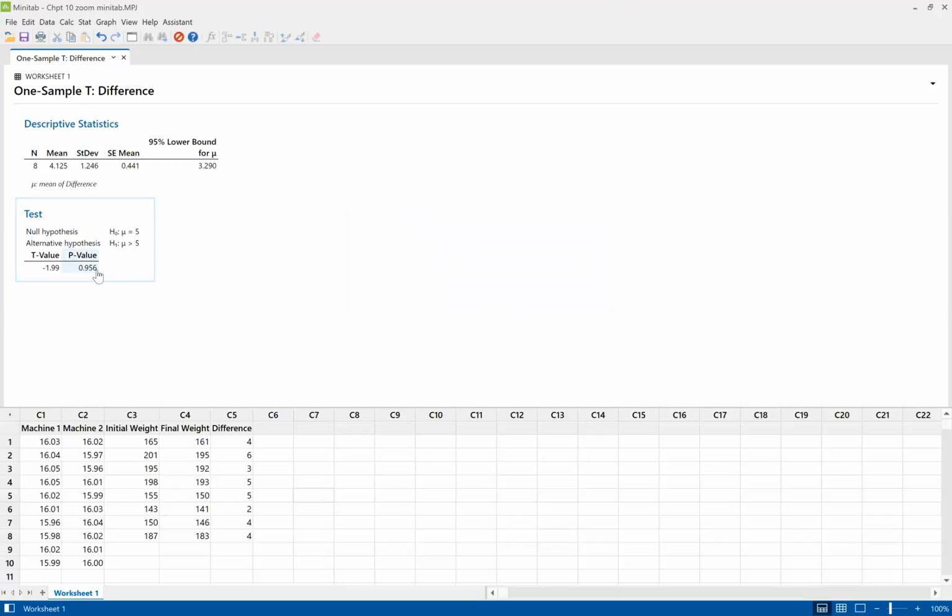What happened here? My p-value just jumped. My p-value is greater than 0.05. That means I fail to reject the null hypothesis. This program will not help you lose more than 5 pounds. I cannot say that, at least not at the 95% confidence interval.